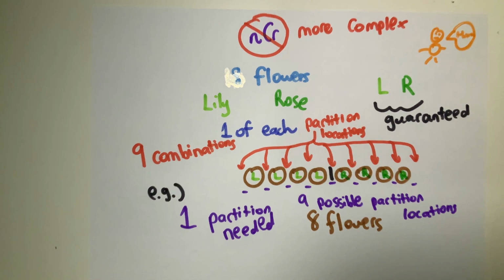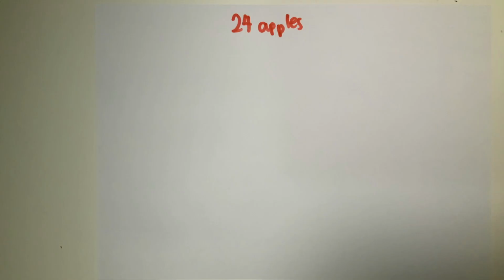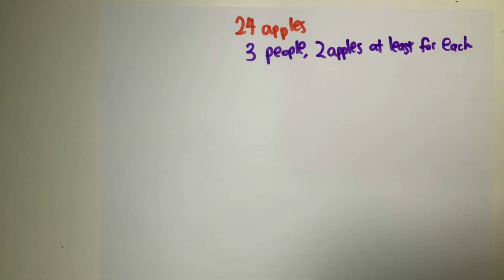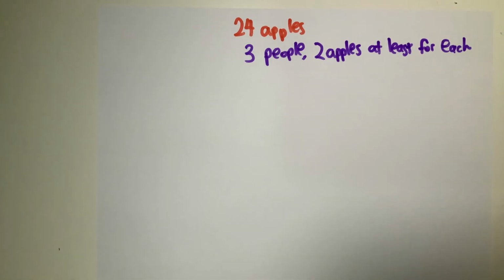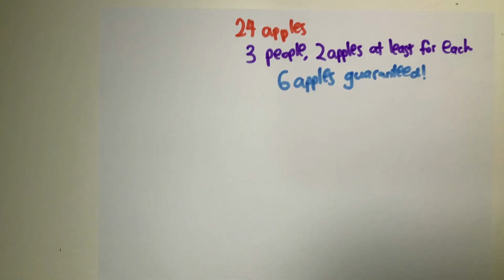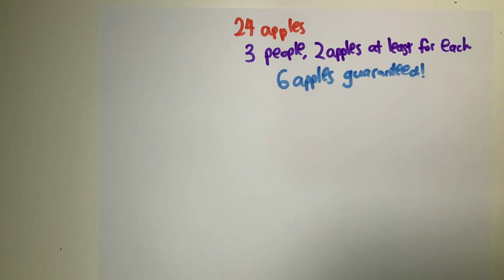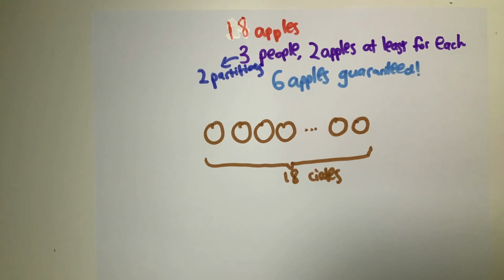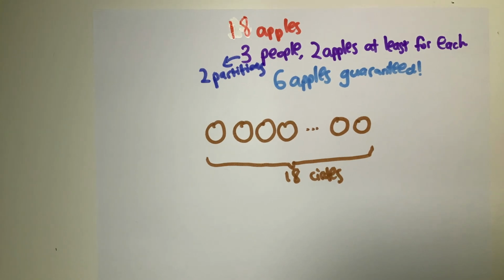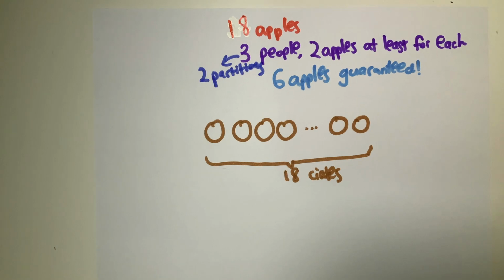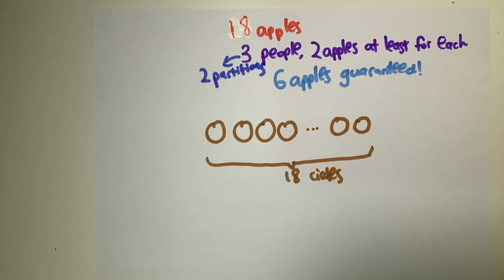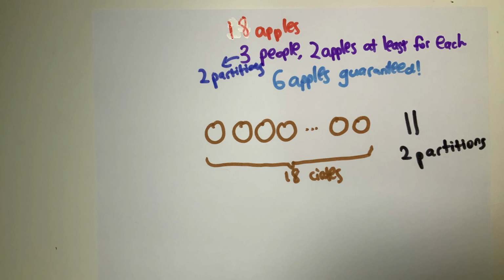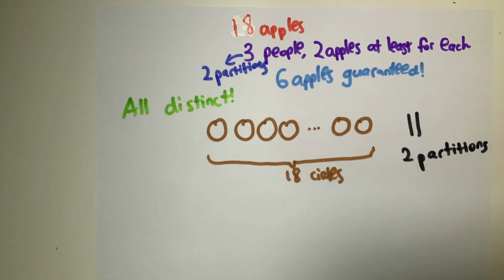There are 24 apples that need to be distributed to 3 people. Each person is to receive at least 2 apples. How many possible combinations are there? Like the previous example, we begin by reducing the number of items to 18 apples. The 18 apples are represented by 18 circles. Unfortunately, this time there are 2 partitions, since the apples have to be distributed to 3 people, which cannot be easily counted. However, there is a solution at hand.